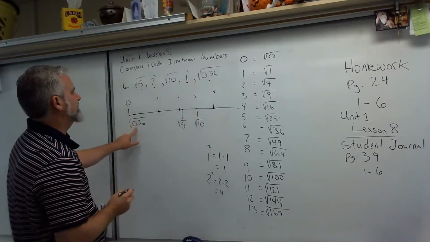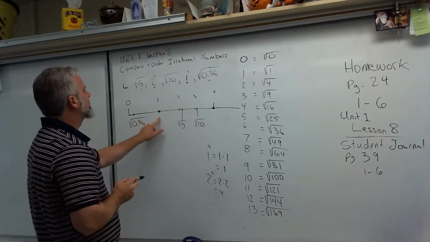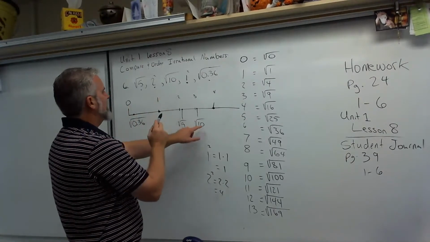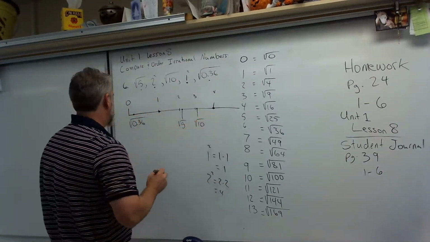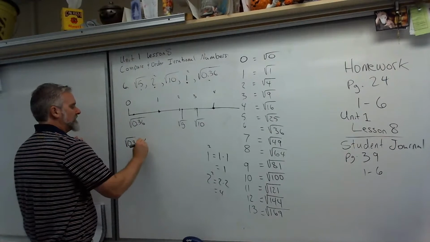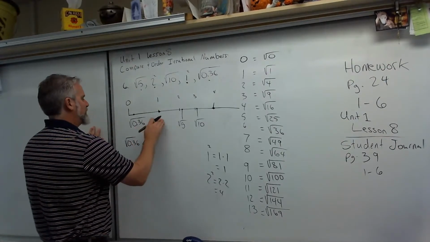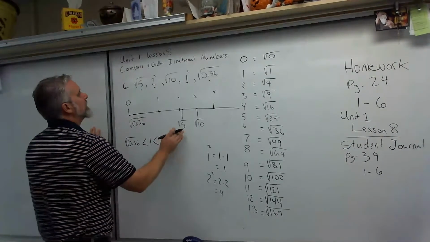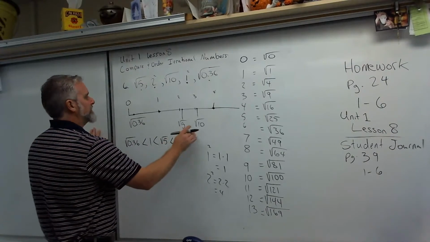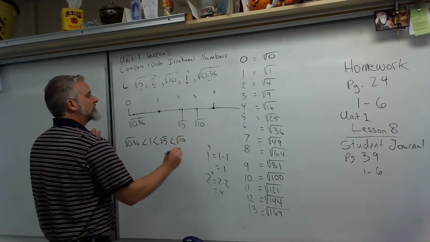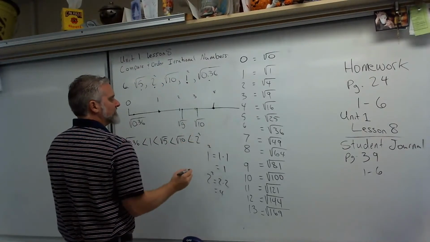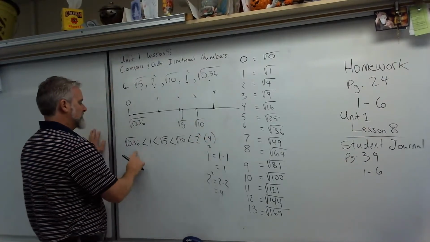So let's make sure we got them all done. Square root of 0.36, then the 1, then the square root of 5, and then the square root of 10, and then 2 squared, which is 4. So now putting them in numerical order again. Square root of 0.36 is less than our next one, which is 1, which is less than square root of 5, which is less than square root of 10, which is less than 2 squared, also known as 4. 1, 2, 3, 4, 5.